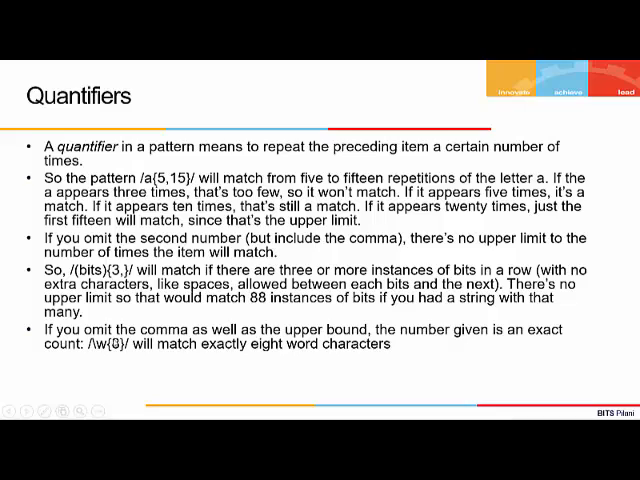And if you omit the comma as well as the upper bound, the number given is the exact count. It's not about the range, you want to count if it is exactly this number of counts. So for example, the word you are given here exactly 8 times, which matches exactly 8 characters. So this is how you can do it by using the quantifiers, which means the pattern is repeated.